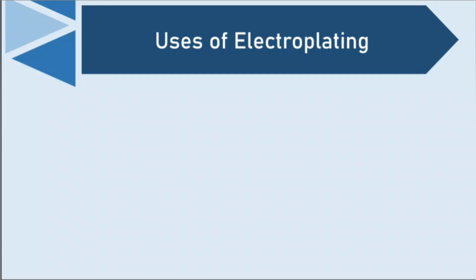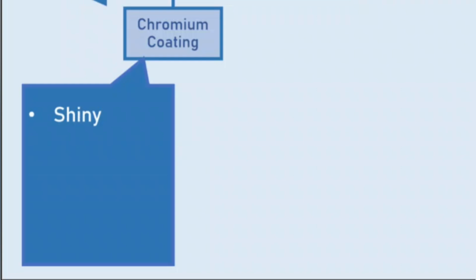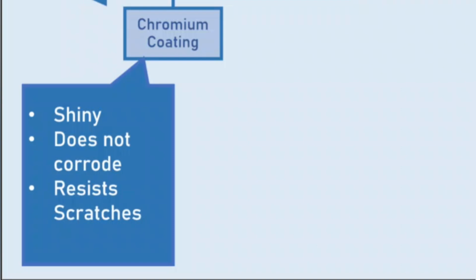Electroplating is used in different industries. Let's have a look at a few uses of electroplating. First is chromium coating. Chromium has many desired properties like it is shiny, it does not corrode, that means it does not rust, it does not get scratched easily, that is, it is scratch resistant, but again, it is expensive. So we use electroplating to electroplate chromium on top of an object made of some cheap metal, and therefore the price of that object decreases, but it also has the good properties of chromium.